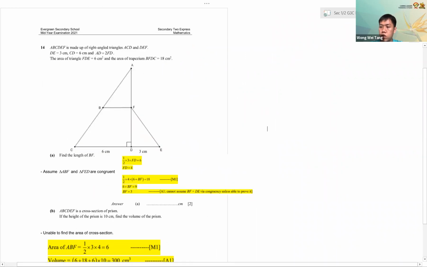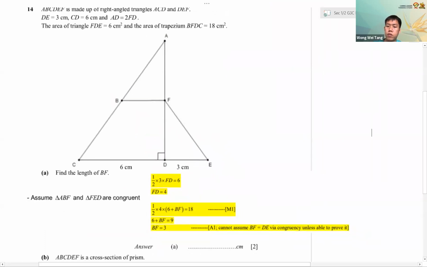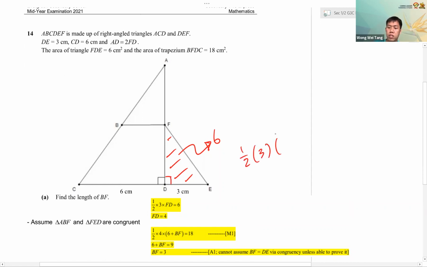Okay, 2 more questions. So we are given the area of the small triangle, which is 6. If the area of this small triangle is 6, given that this is 90 degrees, we know that half times the base times the height, which is DF, is equal to 6. Okay, so we just want the DF.